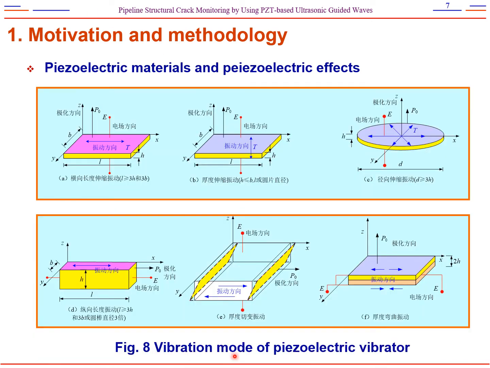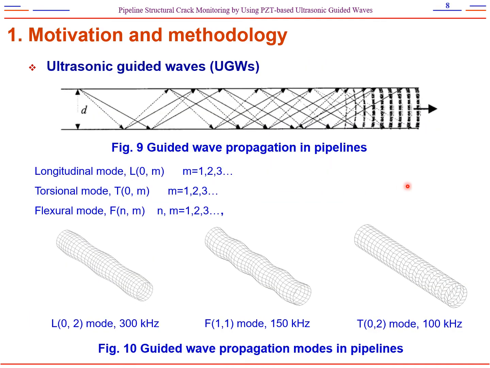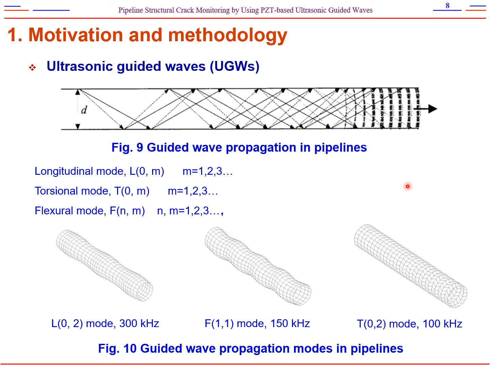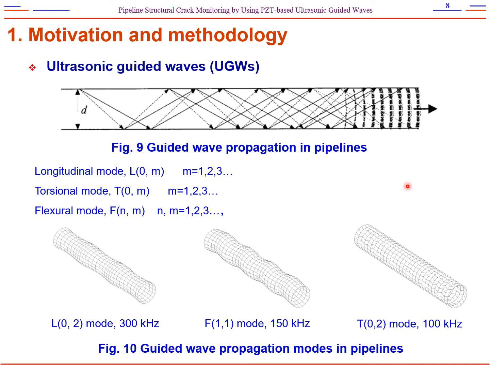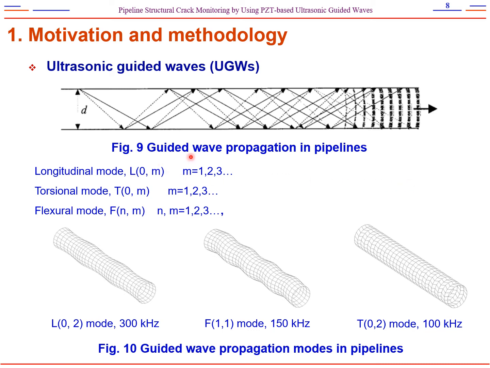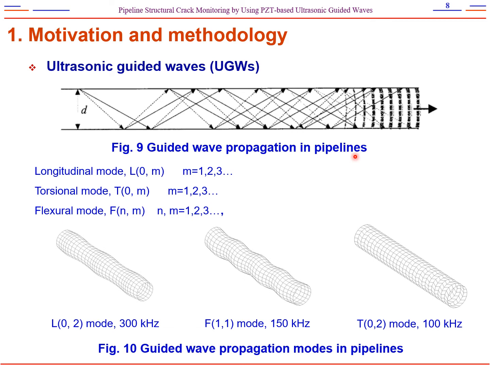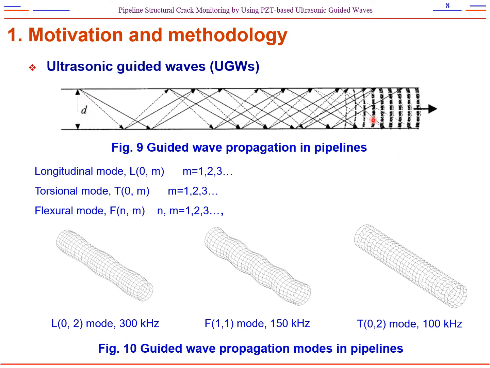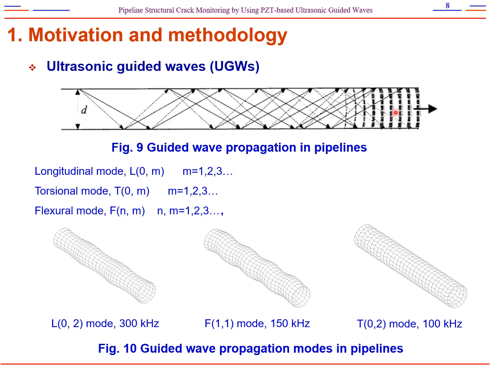This is the vibration mode for the piezoelectric vibrators. In this presentation, we will use the thickness vibration mode. Therefore, PZT transducers can be used to generate and receive the guided waves. Figure 9 is the schematic of a guided wave propagation in a pipeline. This is the thickness of a pipe, and this is the direction of the pipe.